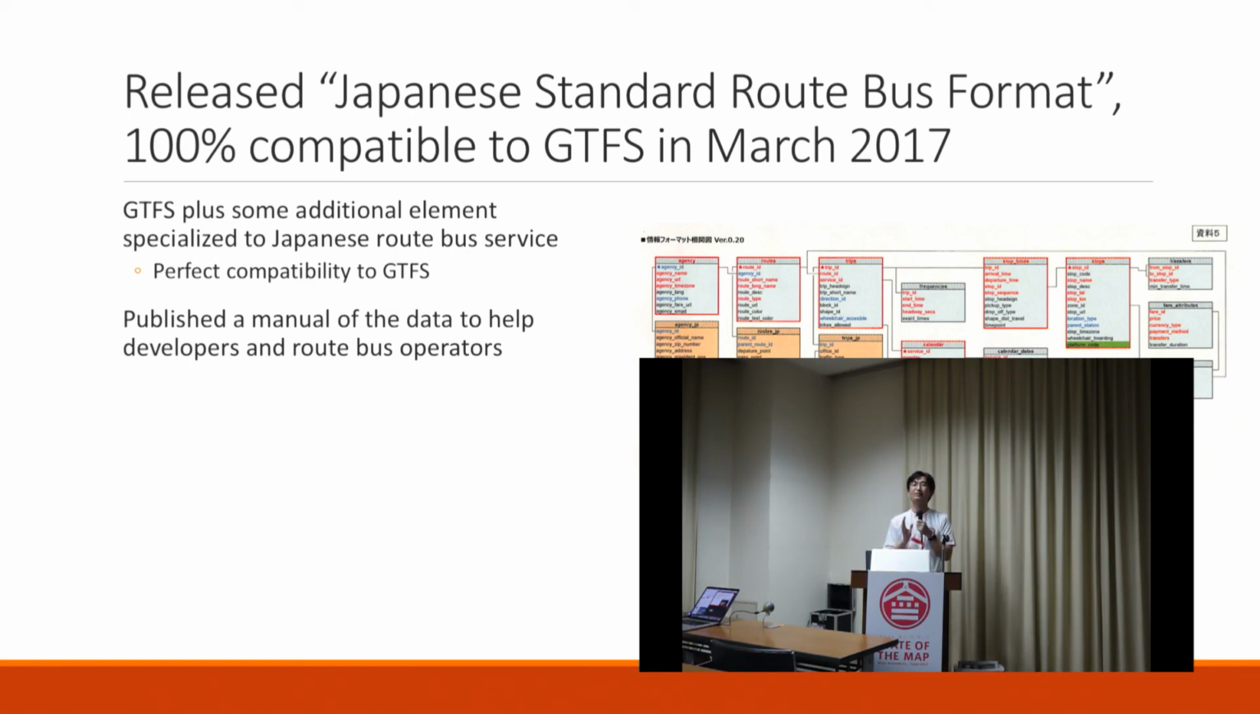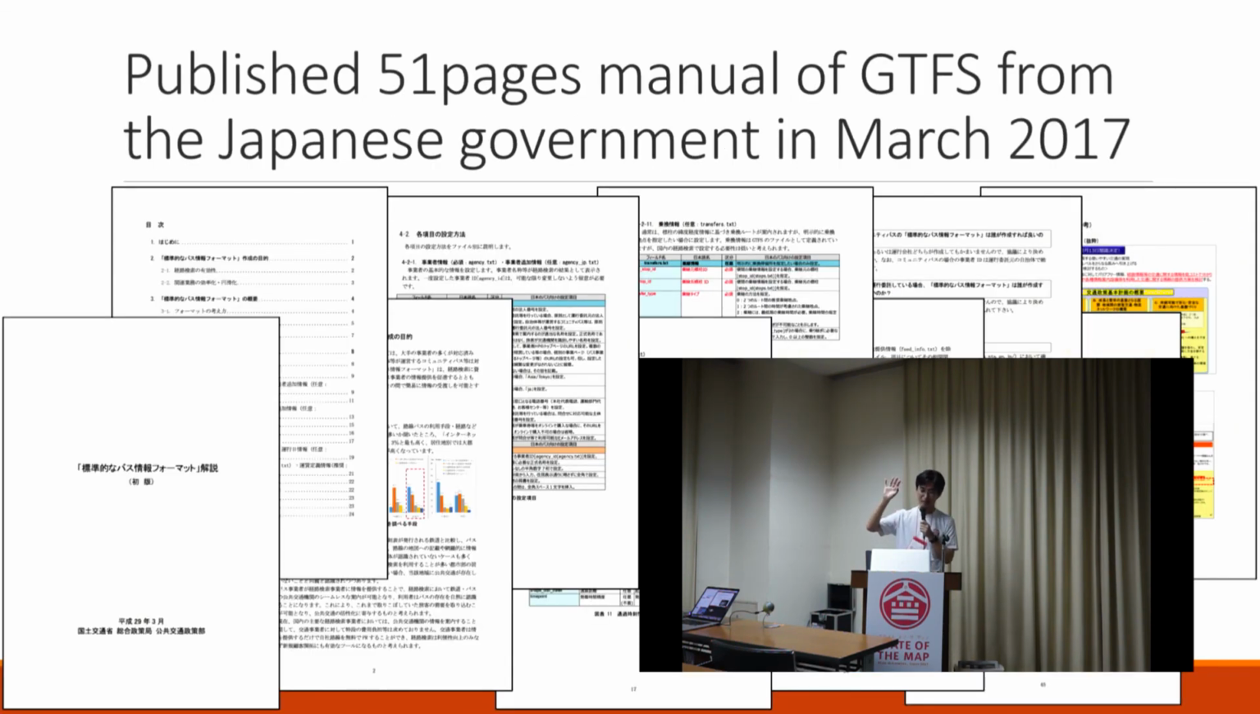But actually, this is not an original or unique one. This is 100% compatible with GTFS. And we also added some additional elements specialized to the Japanese route bus system. But basically, this is compatible, and we published the manual of the open data under the name of the government. This is the manual, so you can download this document. It is a 50-page document in total, and anybody can now access the document, which tells how to make the GTFS data, especially caring for the Japanese route bus system.